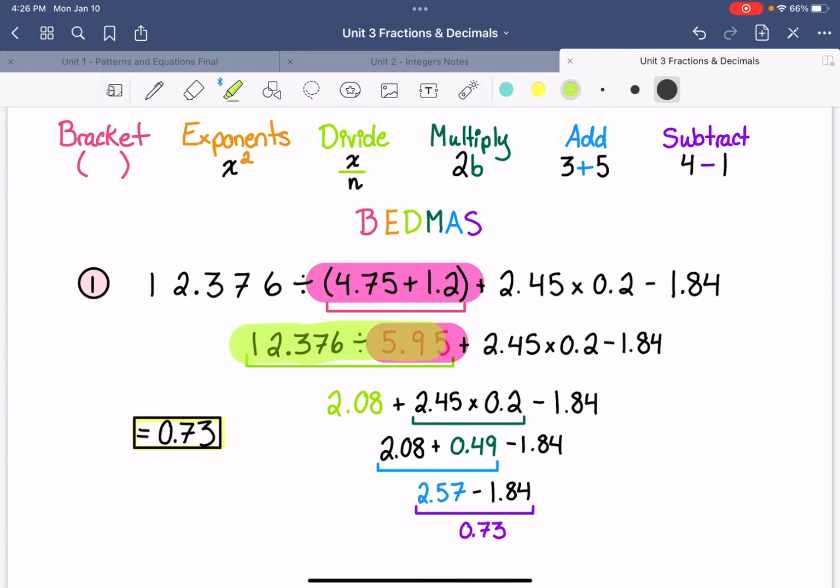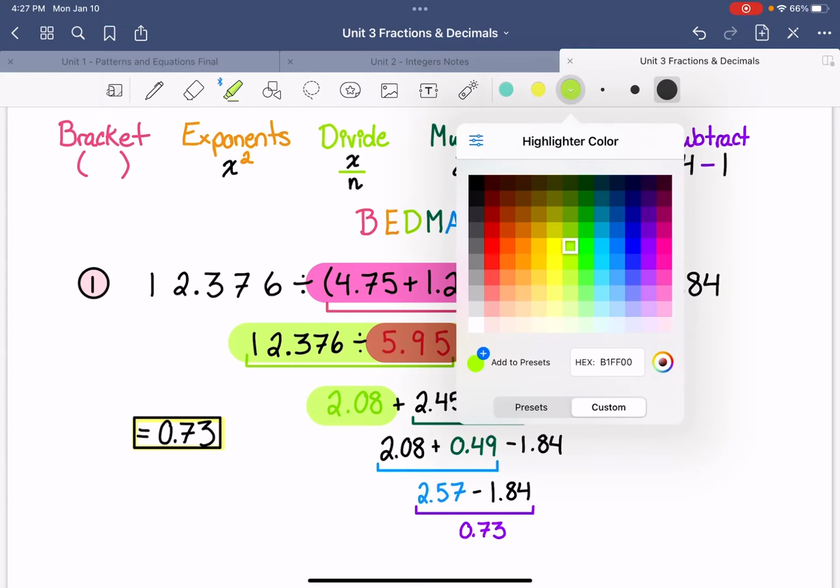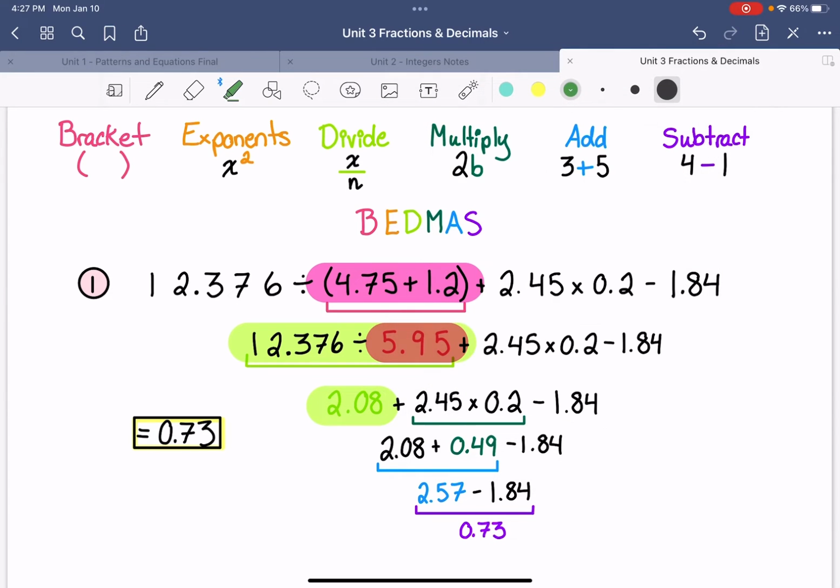Well, I see that right here there is some division. So I'm going to do that operation, and I get 2.08, so I'm going to write that below. Keep everything else the same. Then we're going to look for multiplication. Well, we do have some of that. It's right here. We're going to simplify. Keep everything else the same.